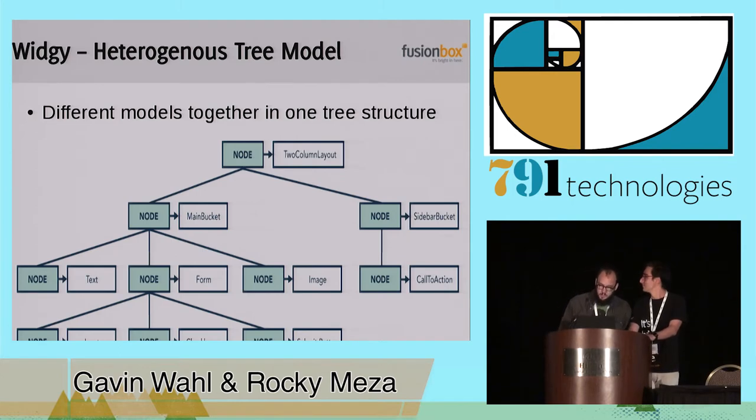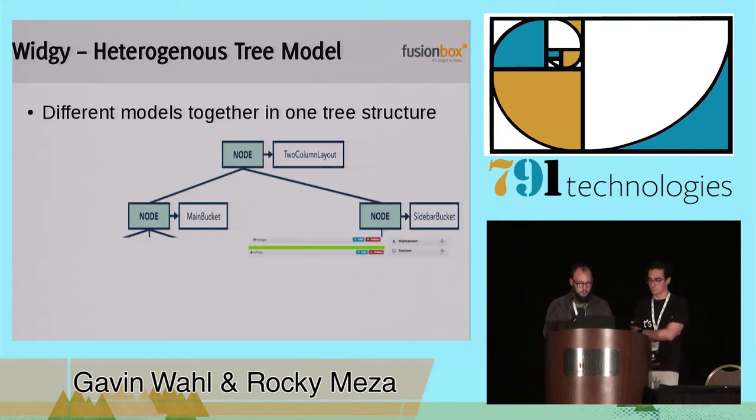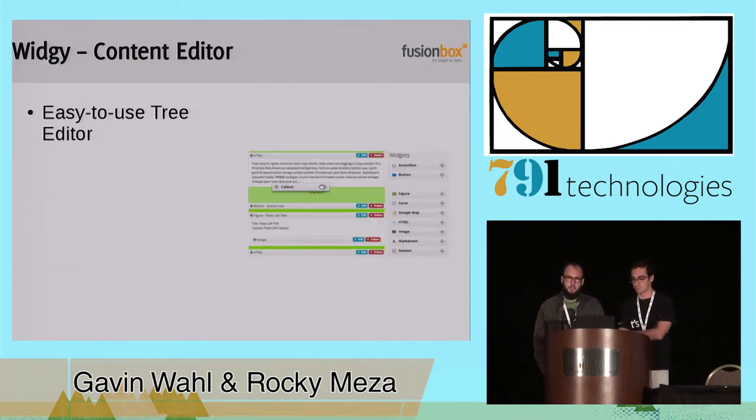Widgie's data model is a heterogeneous tree. What that means is it's a tree where the nodes can be different types. That's implemented as a Treebeard tree of nodes, each with a generic foreign key to their content. In addition to the data model, Widgie also provides the UI for manipulating that tree. We built a drag-and-drop editor to edit the tree data.